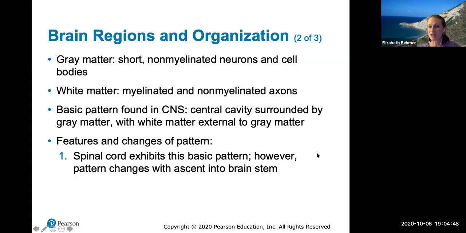The gray matter is short non-myelinated neurons. So gray matter is non-myelinated and white matter is myelinated. Could include some non-myelinated axons as well. The basic pattern found in your central nervous system is you have a central cavity, which is usually filled with cerebrospinal fluid, surrounded by gray matter with white matter external to the gray matter, and it makes this butterfly type structure when it's in the spinal cord itself.